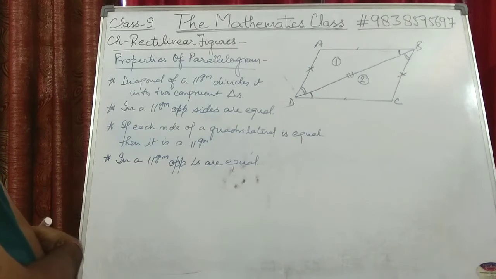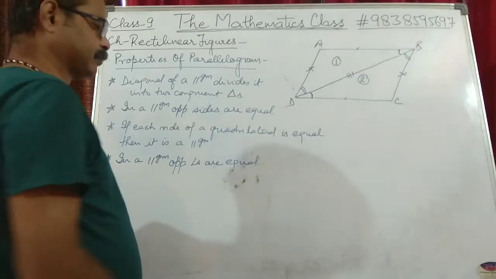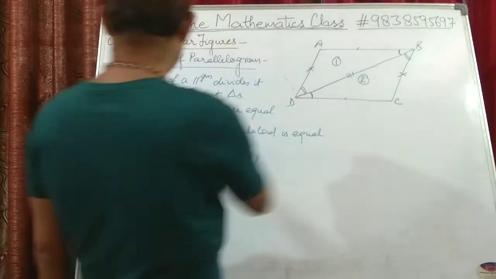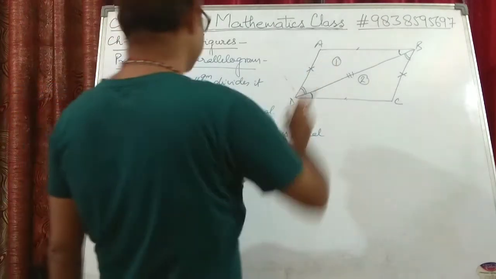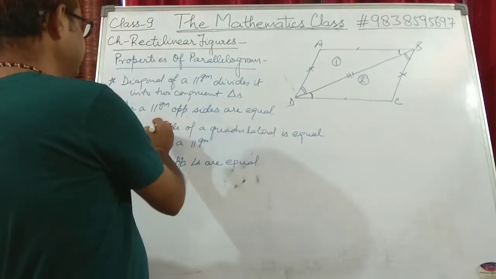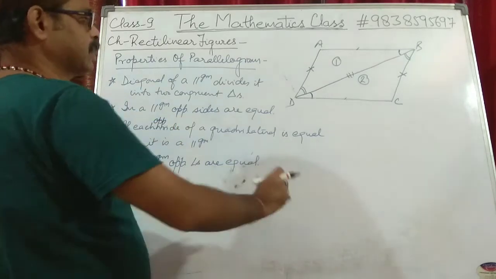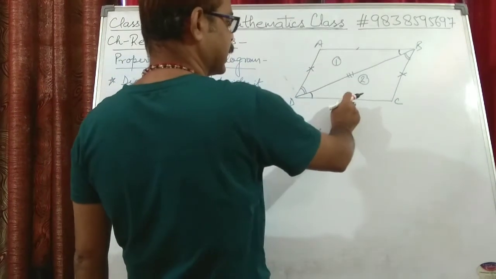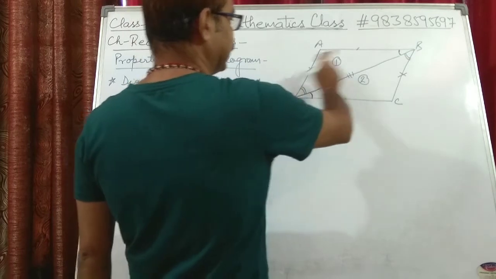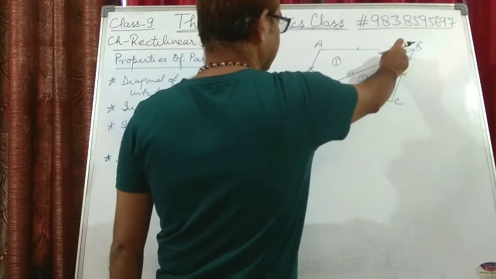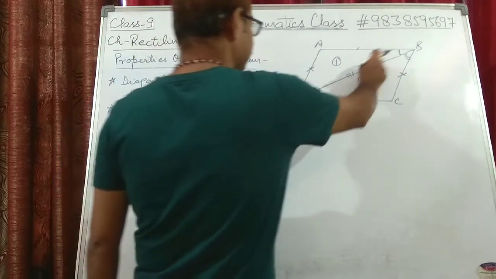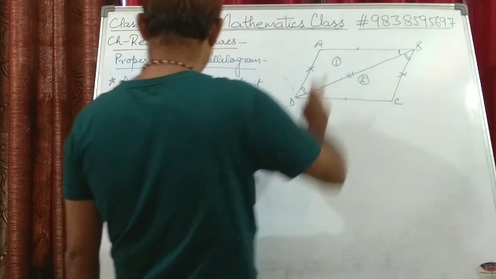Third point, they say if each pair of opposite sides of a quadrilateral is equal, then it is a parallelogram. Means if each opposite side of the quadrilateral is equal, means this and this are equal in the quadrilateral, AD and BC are equal in the quadrilateral, and BD is common, so these two triangles are congruent.